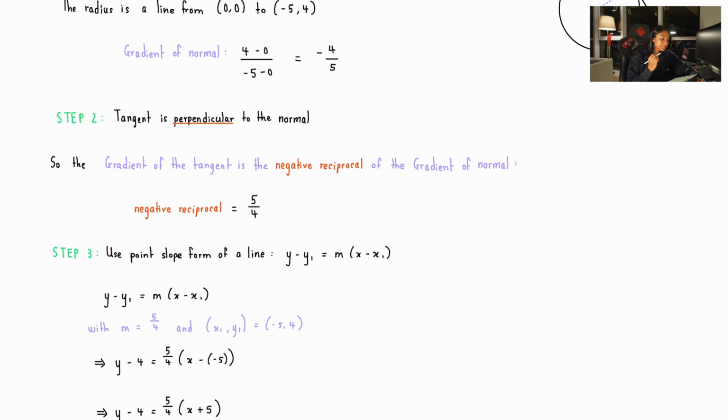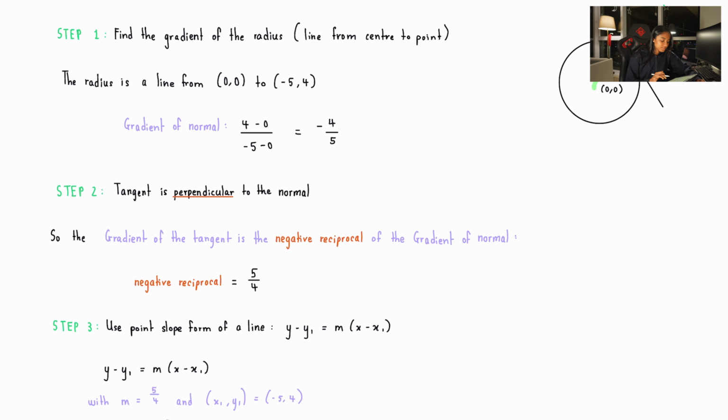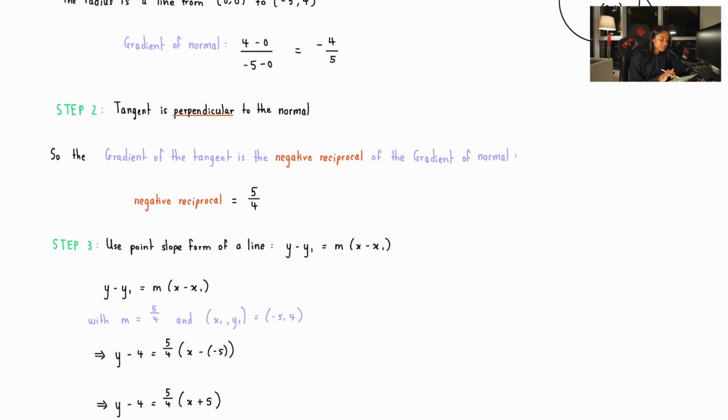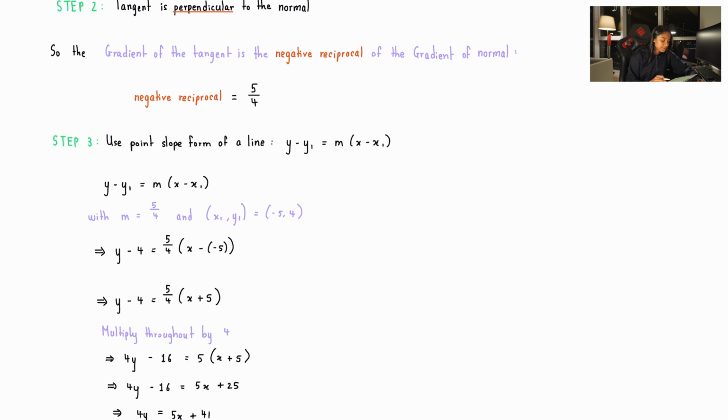The tangent is perpendicular to the normal, okay? So in this case, this is the normal. So the gradient of the tangent is the negative reciprocal of the gradient of the normal. So that means that it's the negative reciprocal of minus 4 over 5. So the negative reciprocal of minus 4 over 5, as we know, when we negate it, we get positive, and then it would be 5 over 4 when we reciprocate, okay?